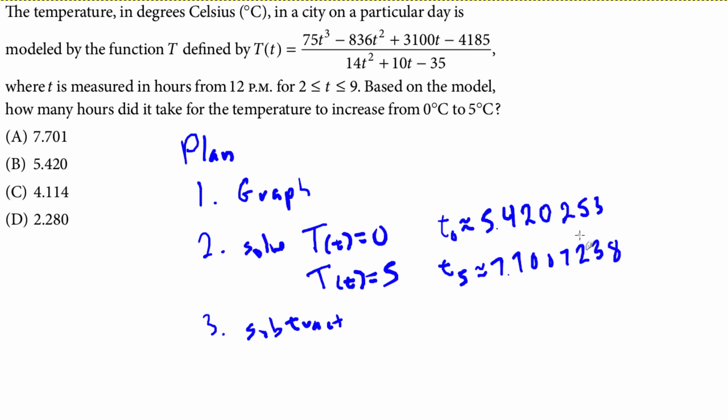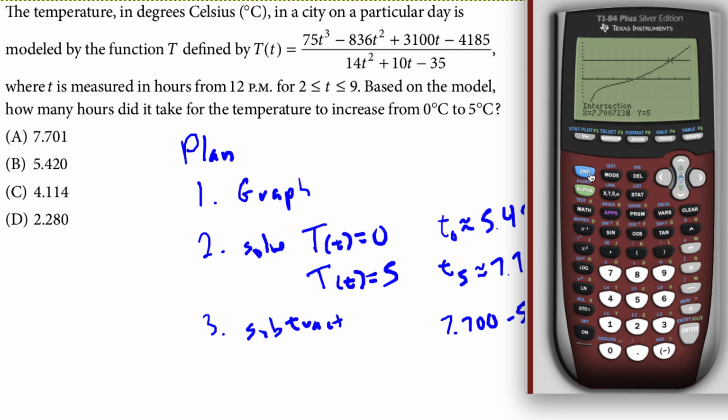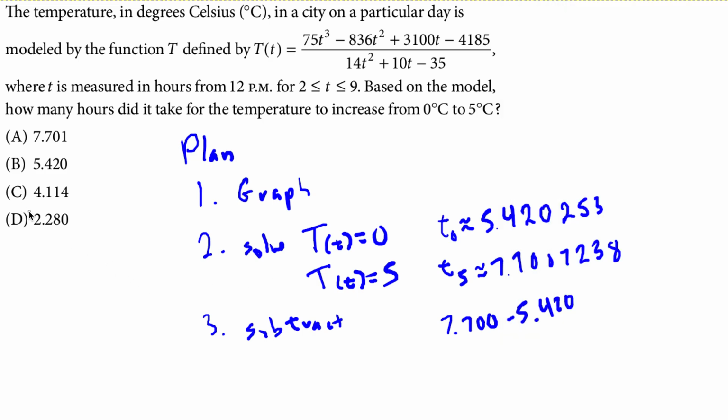Okay, I want to know how long it takes for this change to occur. And to do that, I just subtract these. So 7.700 minus 5.420. Go to my calculator. And I could just press X and it gets that value for me. The problem with doing that is I actually had two values here, so I had to get rid of one of the x values to get this other one, and I could have stored the variables, but I'll just do this. So 7.700 minus 5.420, and I get 2.28, or D, 2.280.